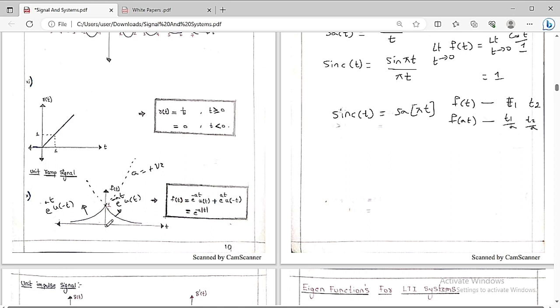But I want only from t equal to 0 to t equal to infinity. So I have to multiply by u of t, because u of t is going to exist only from t equal to 0 to t equal to infinity. So e to the power of minus at into u of t. This is what I am trying to tell you.